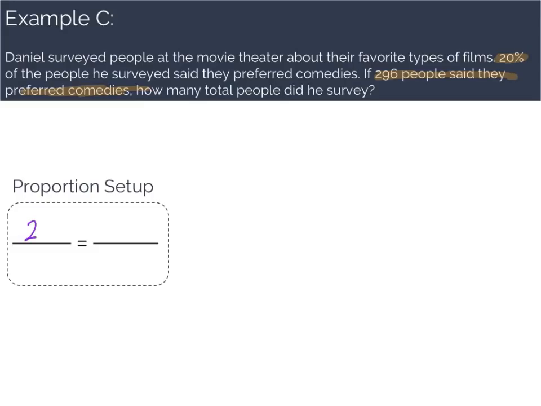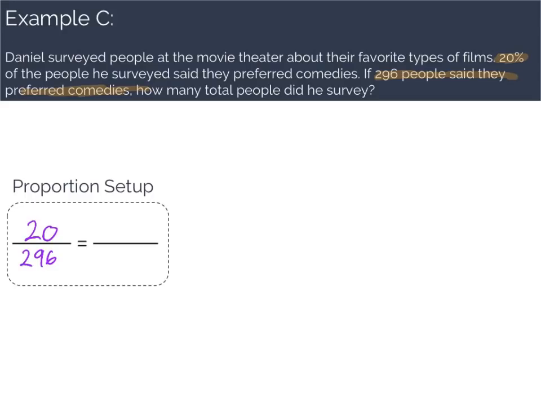We know that 20% of the people liked comedies, and 296 people like comedies. So on the left-hand side of my proportion, I have the percent of people that like comedies, and on the bottom part of my proportion, I have the people that actually like comedies. So the number of people compared to that percentage. Now I need to figure out what other parts of my proportion have, because I need to have three numbers in order to make a proportion.